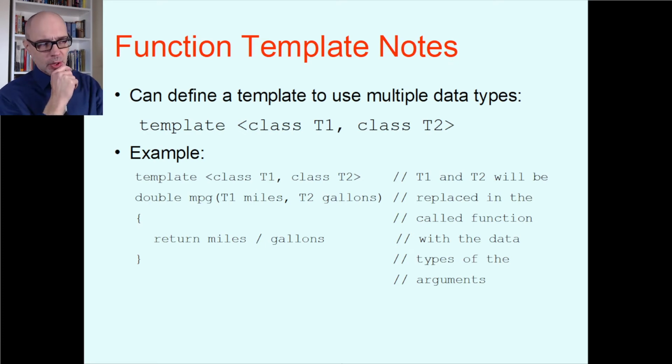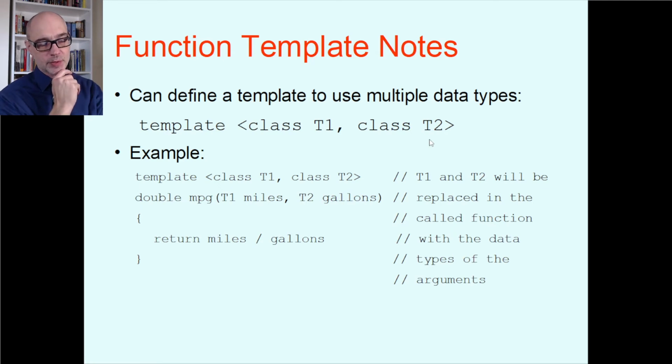Okay, a couple other notes on that. Now, that example just used one single class type, one single abstract data type. You can have more than that. If you need more different types coming into your function, then your template prefix here can specify multiple incoming classes. So here I've got T1 and T2.